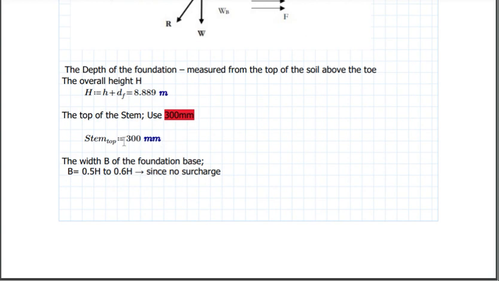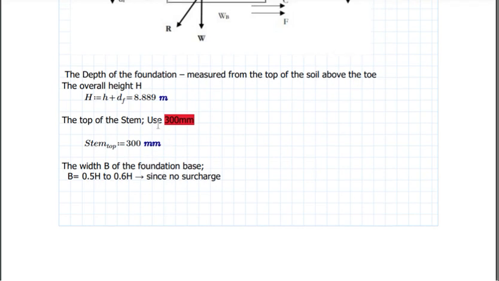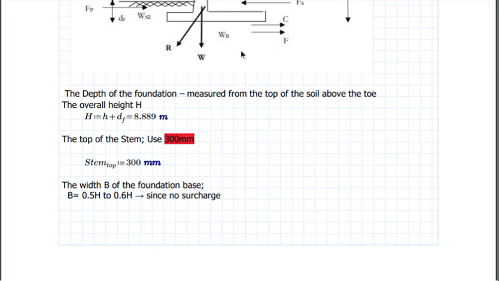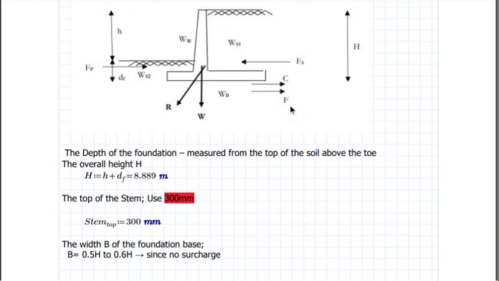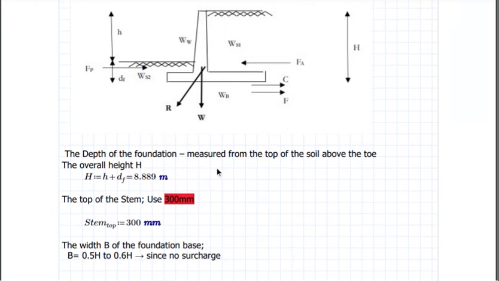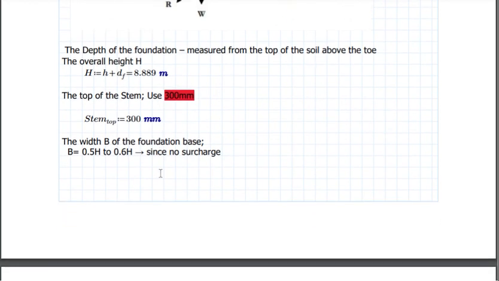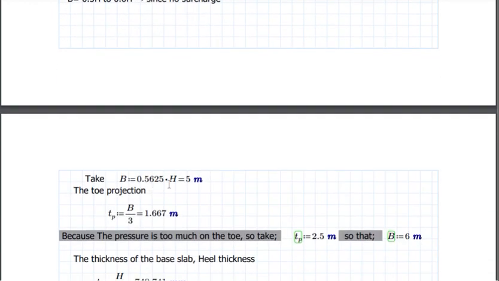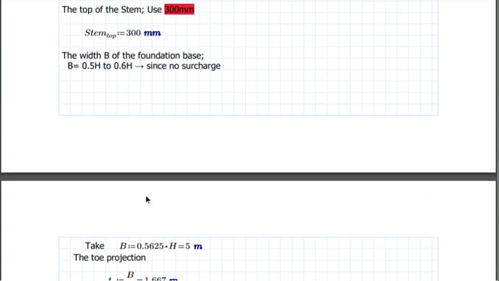So we are assuming this to be 300, and the width of our base slab, the foundation base, is gotten from the formula, which should be between 0.4 to 0.6 h. The h again is the total height from here to here. So we can just choose any value. I chose to use 0.5625 multiplied by h to give us a single whole value, which we have here as 5 meters.